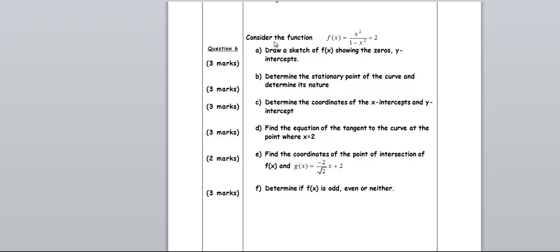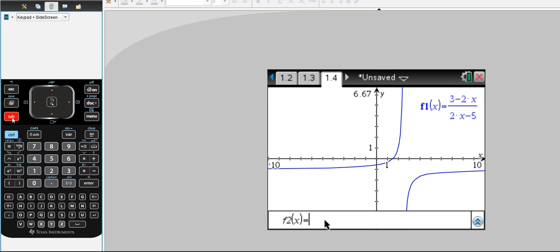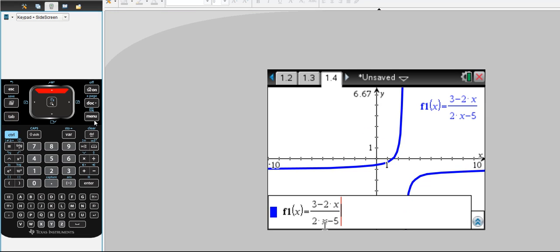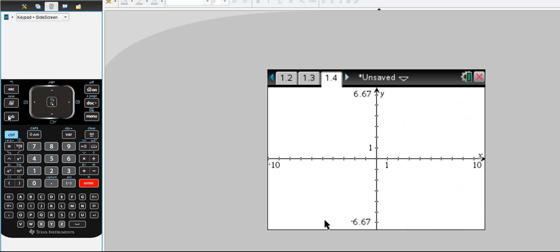Question number 6. Consider the function f of x. Draw a sketch of f of x showing the zeros and y-intercepts. Okay, let's draw the graph for this function. So I can erase the old one. There we go, enter and then tab.